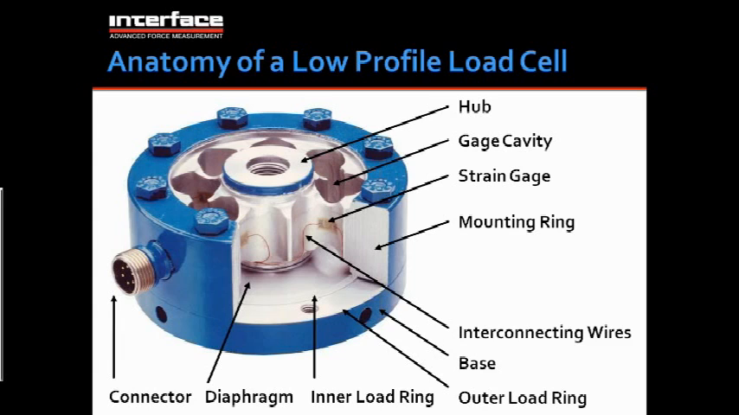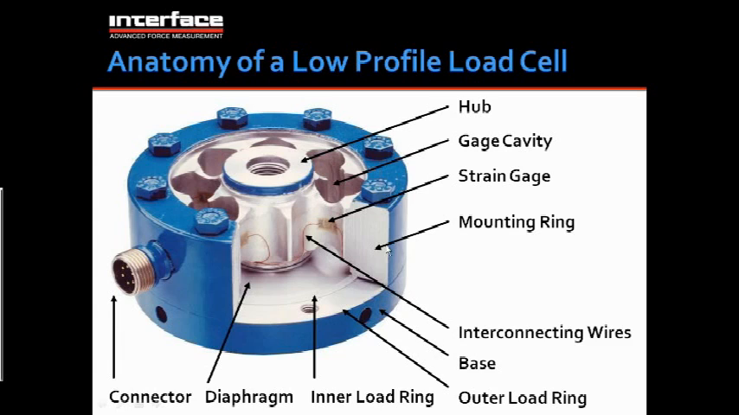The image here shows the strain gauge. And the strain gauge here is what makes up the Wheatstone bridge in a load cell. The outer perimeter of the load cell is what we call the mounting ring. Connecting wires between each other, we have what we call the interconnecting wires.